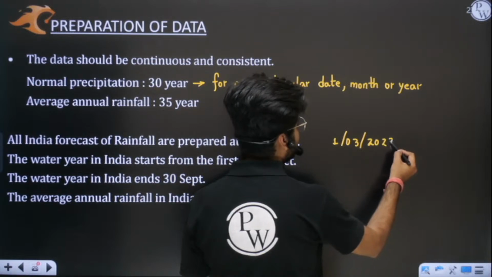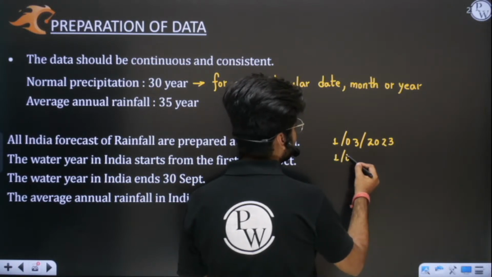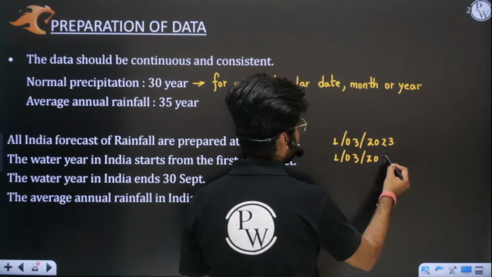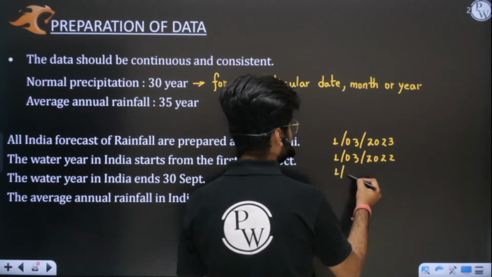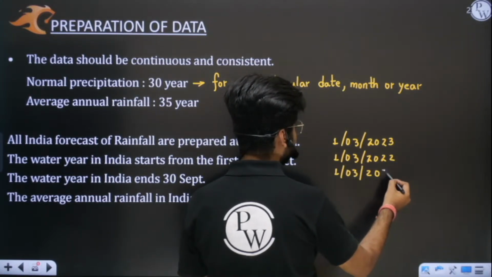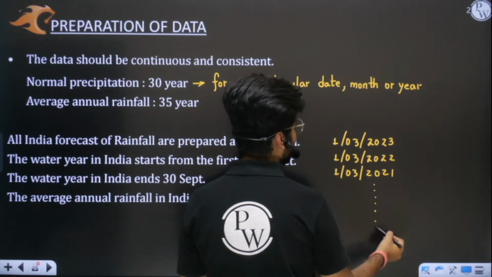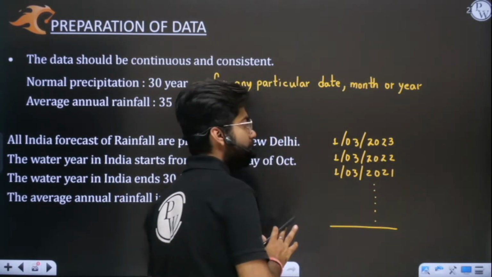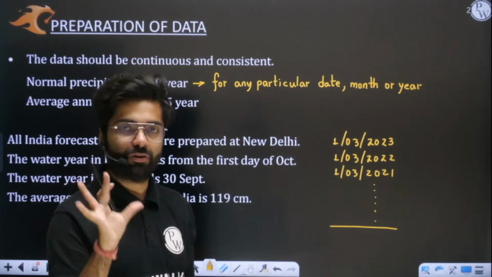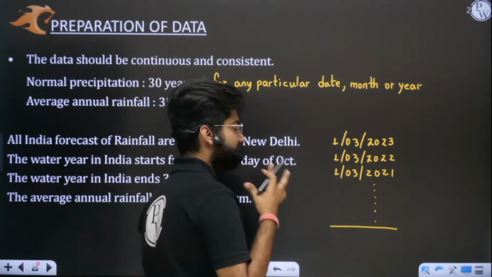2023. This is 2023. Then 1st March 2022. Then again 1st March 2021. Like this, you have to take data for 30 years for a particular date, which is 1st March that we have taken.